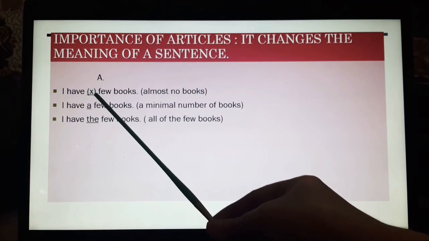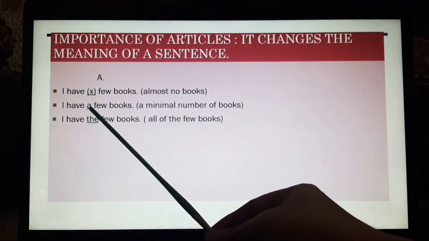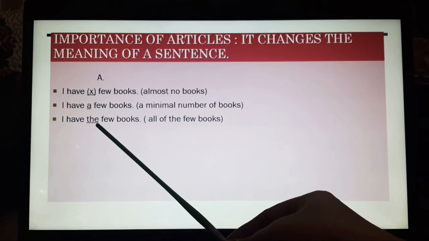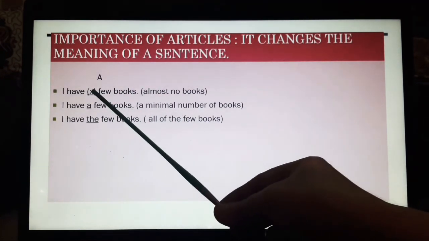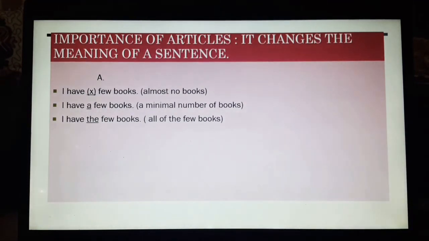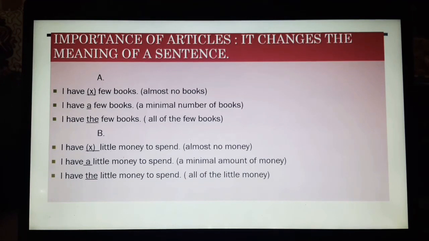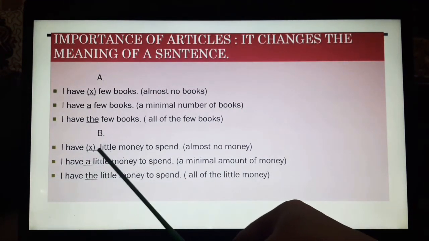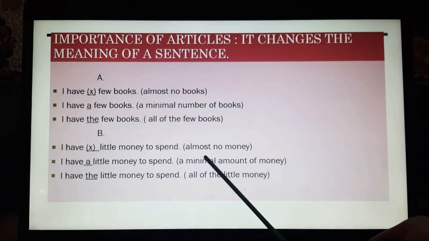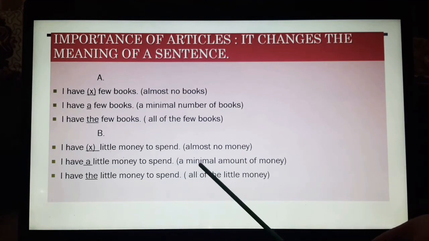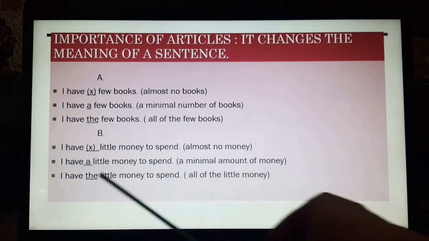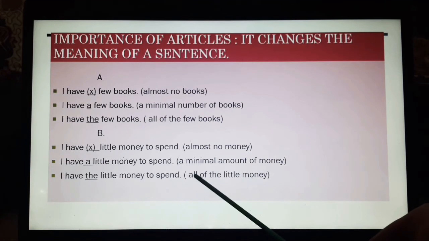So here at first we use no article, then use the indefinite article, then use the definite article, and the change of meaning is very subtle, and with the use of each article the meaning of the sentences is changing. Say for example, I have little money to spend. That means I have almost no money. I have a little money to spend. That means I have a minimal amount of money. I have the little money to spend. That means this is all of the money that I have.